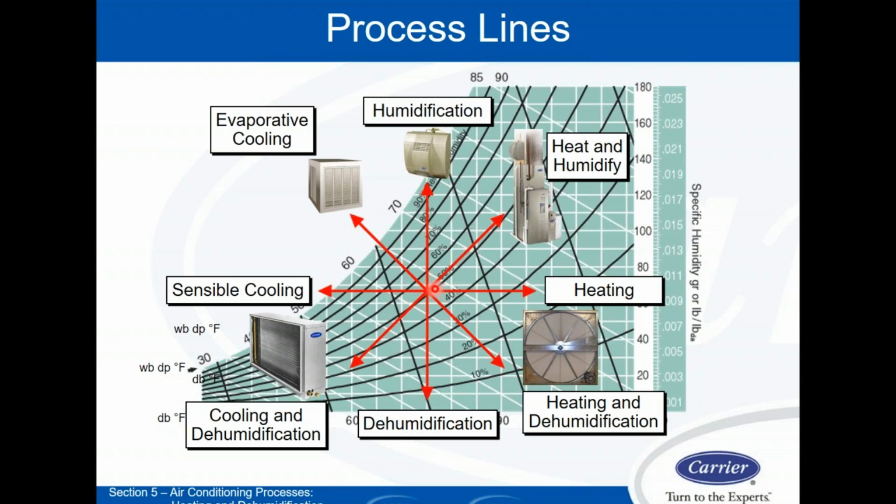Humidification is straight up. Dehumidification is straight down, right? Because I'm adding moisture, grains of moisture, or removing grains of moisture. If I'm doing some combination, which is the more normal scenario, cooling and dehumidifying, then I move down and to the left. Evaporative cooling is left and up. Heating and humidifying simultaneously, like at your house, is to the right and up. And then you would almost never heat and dehumidify, but it would be down and to the right.